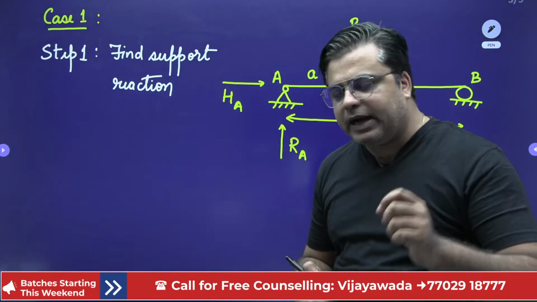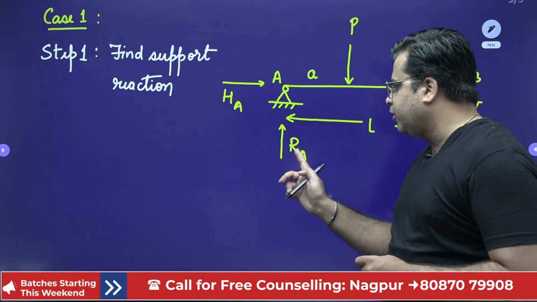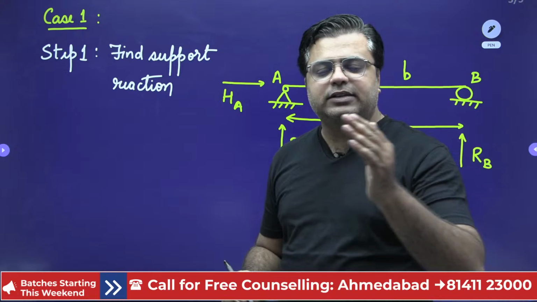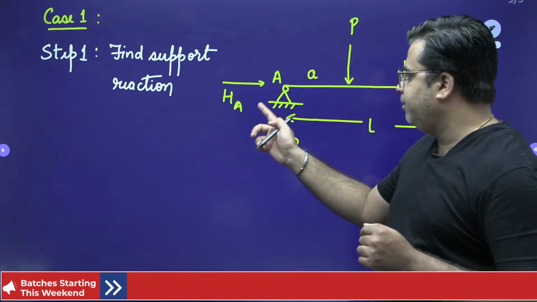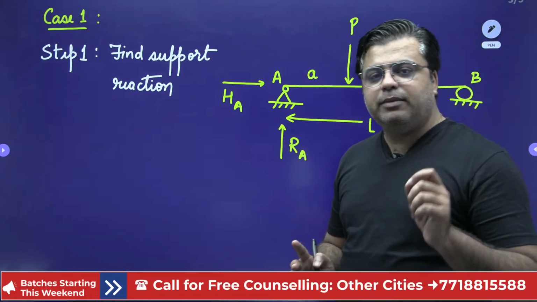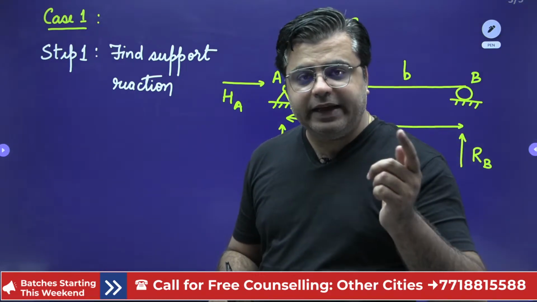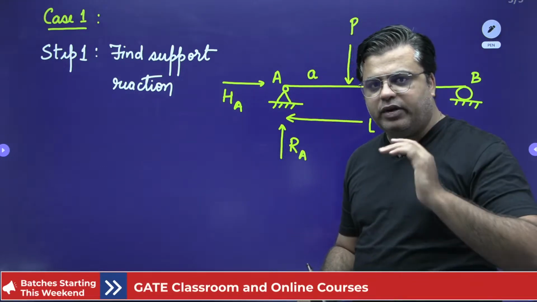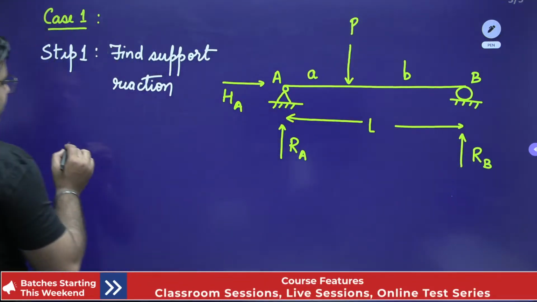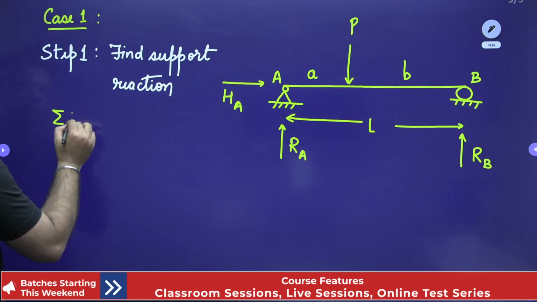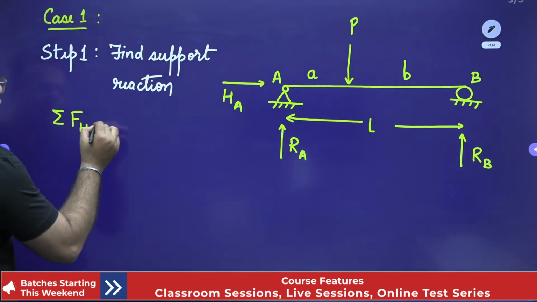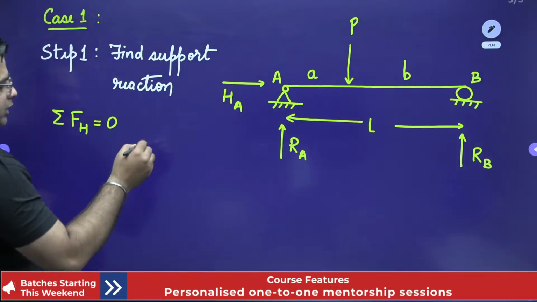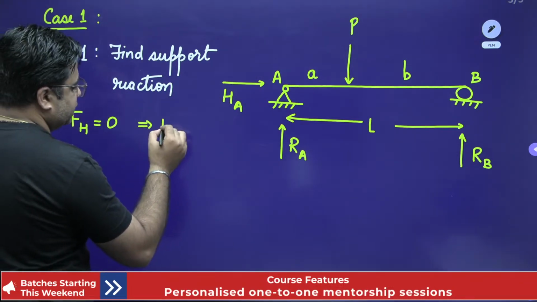So make it a practice: whenever there is a hinge support, make two support reactions. It doesn't take much time if you just take the summation of horizontal forces as 0 and make HA 0. This gives you the clarity that HA will always be present, though its value will be 0 when vertical loadings are there. So the first equation is summation of horizontal forces equals 0. Only one horizontal reaction is there, HA, and no other horizontal reaction. Therefore, HA is also 0.